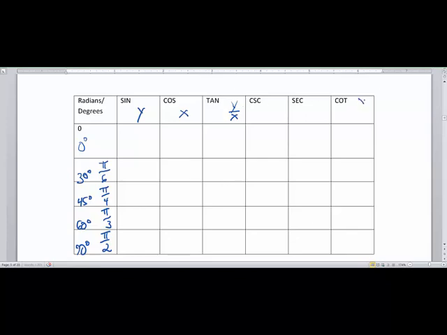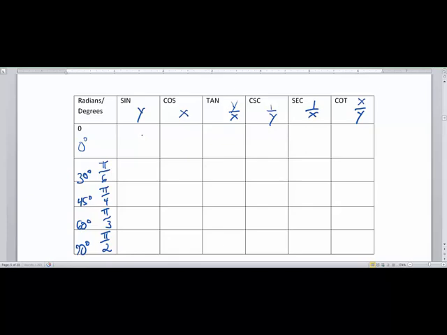The cotangent is the reciprocal of tangent, so it's just the reciprocal of that. And then for cosecant, it's the reciprocal of sine, or 1 over y. And secant would be 1 over x, the reciprocal of cosine.